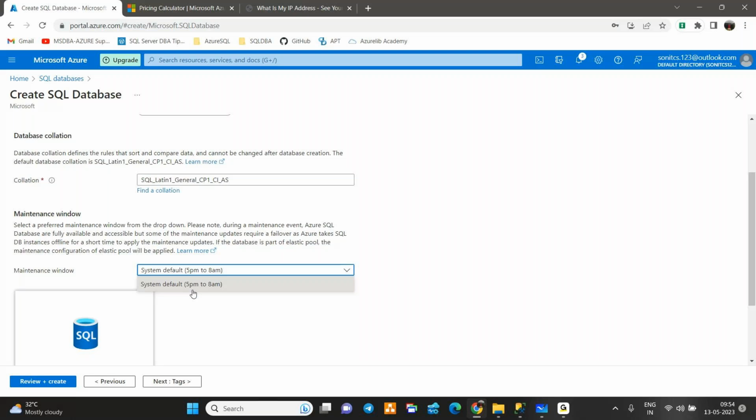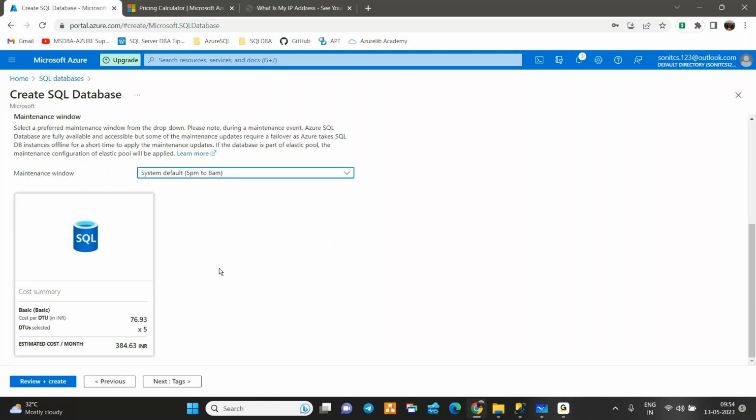In that maintenance, Microsoft is going to take the backups, apply the patches, upgrade everything, all that stuff. He will take care of this in the maintenance window, only during non-business hours. You need to tell your customer that these are non-business hours. Okay, make a note of that.